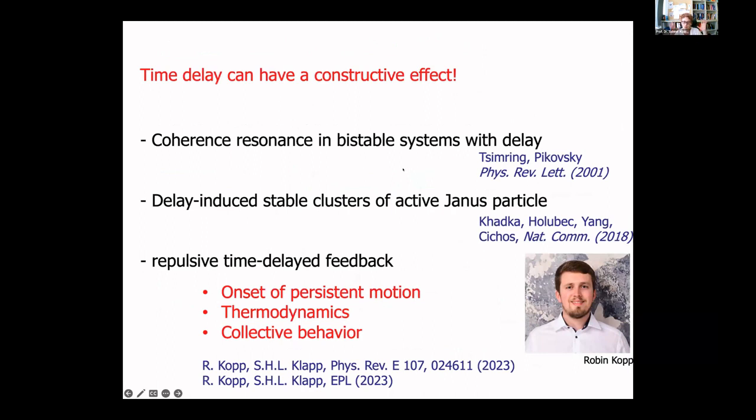I've given just three examples here; this list is not complete. One example shown relatively early is coherence resonance. This occurs if you have particles in a double well potential, for example, bistable systems. Then noise and delay can constructively combine to give resonance-like phenomena in the absence of any external force. So there's no stochastic resonance with an external force; it's just driven by the interplay of noise and delay.